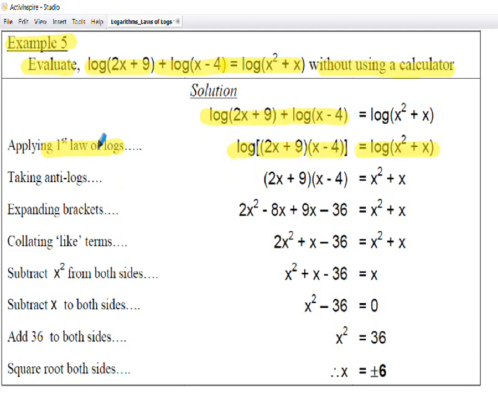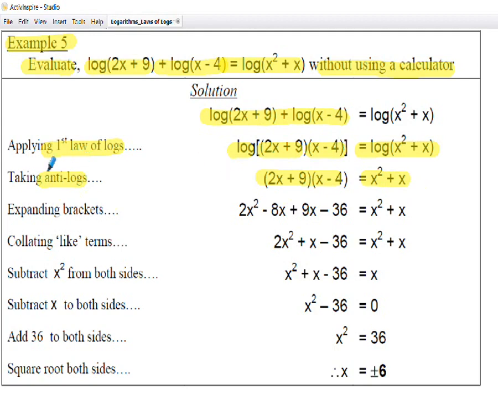I'm now going to take anti-logs of both sides of the equation. I've got a log of a bracket on the left hand side, a log of a bracket on the right hand side. So take anti-logs of both sides, the log terms disappear and I'm left with an algebraic equation. So 2x plus 9 times x minus 4 is equal to x squared plus x. So I've now got to try and find x.